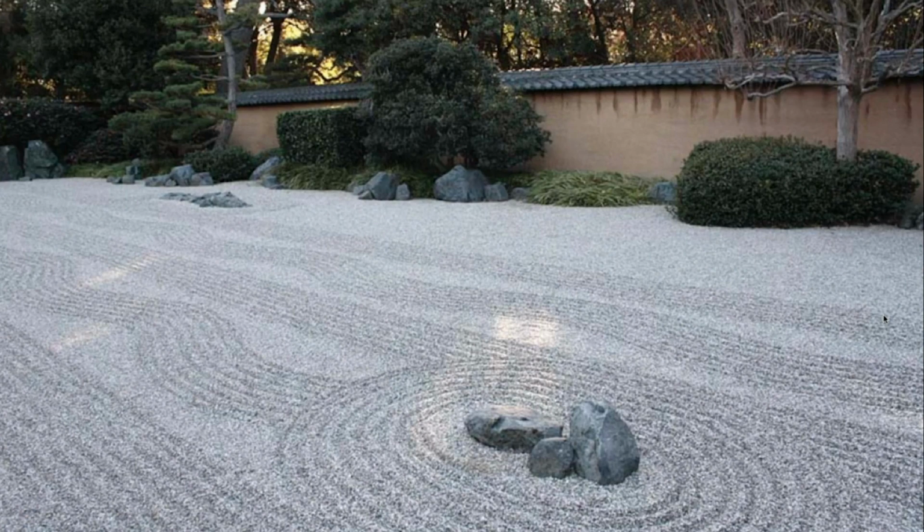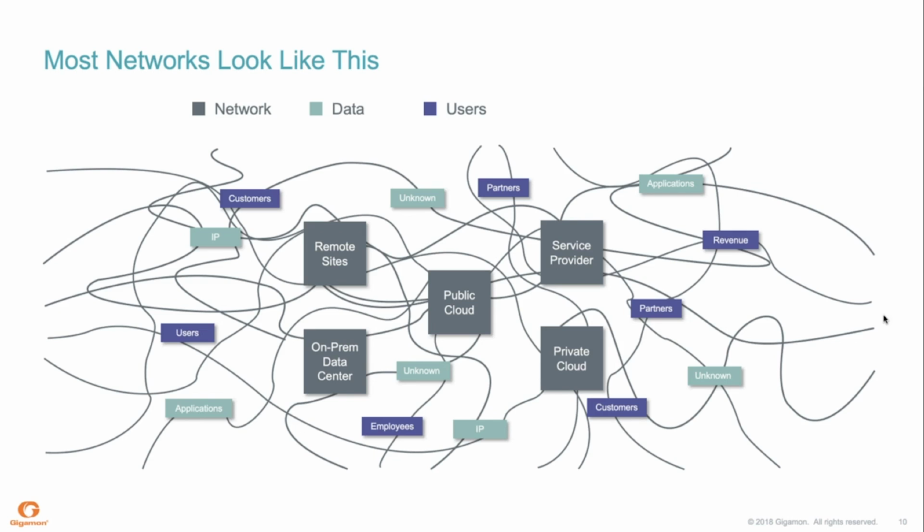So jumping first into visibility, whose network looks like this? It's very peaceful, everything is in order, nothing out of place there. Probably very few of you, and those of you that have done this, you probably are Marie Kondo fans. For the rest of us whose networks do not bring us joy, our networks look more like this.